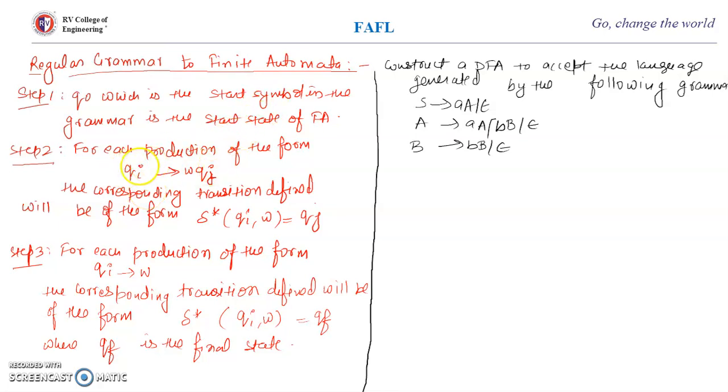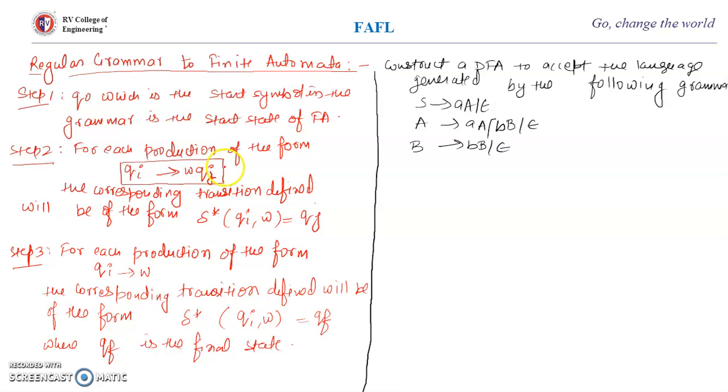Here Qi and Qj are some non-terminals, because we know that in a regular grammar, both left hand side and right hand side, we should have a single non-terminal. And if it is a right linear grammar, that non-terminal on the right hand side of the production should be the rightmost symbol, and this w should be some set of terminals, or it can even be epsilon.